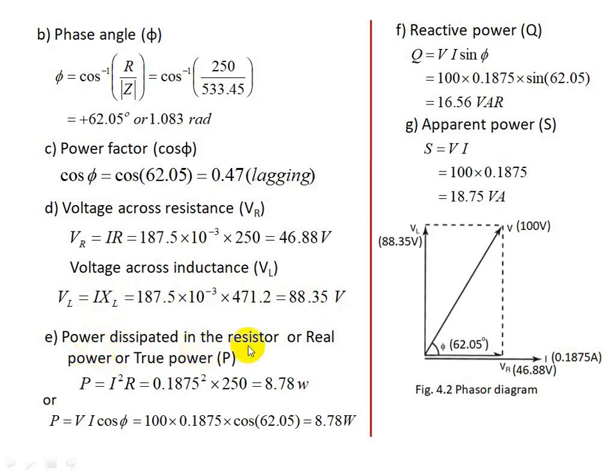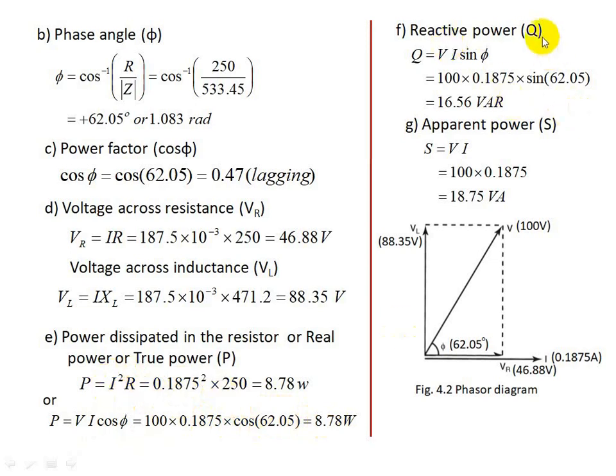Then power dissipated in the resistor, also called real power or true power, is denoted by capital P. Capital P is I square R. Use this formula, VI cos phi. I square R, this formula, substitute the values, you will get 8.78 watts. Or if you use this formula, substitute all the values, you will get 8.78 watts. So you can use any one of the expressions. So this is actually the power consumed in the resistance.